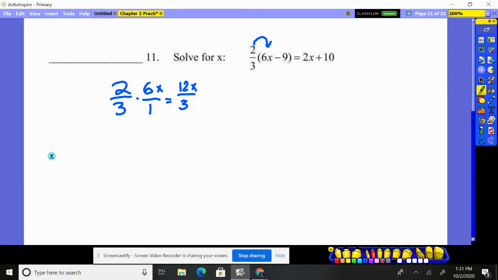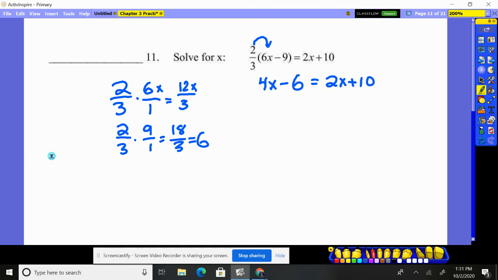What's 12x divided by 3? That'll be 4x. I now need to do 2/3 times that 9 over 1. Multiply across top, multiply across the bottom. That's 6. So 4x minus 6 equals 2x plus 10.